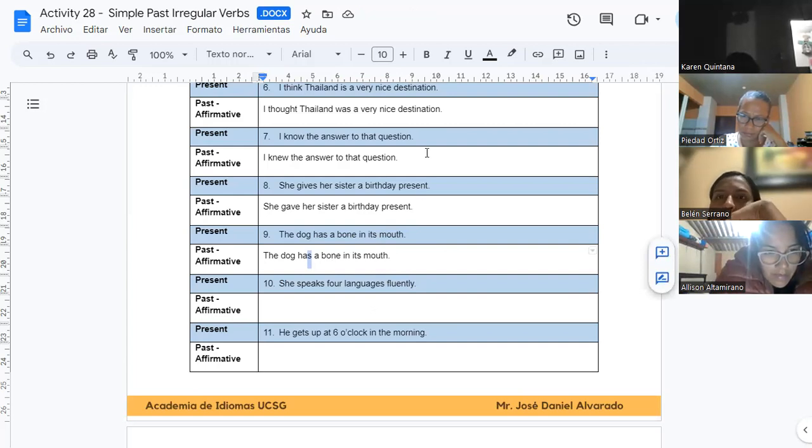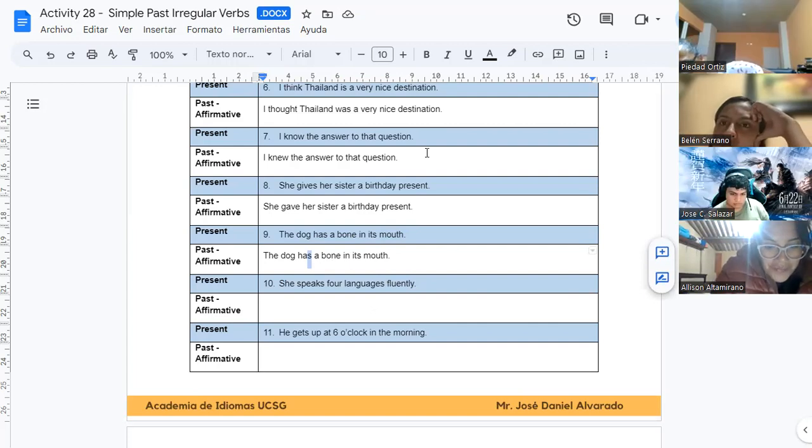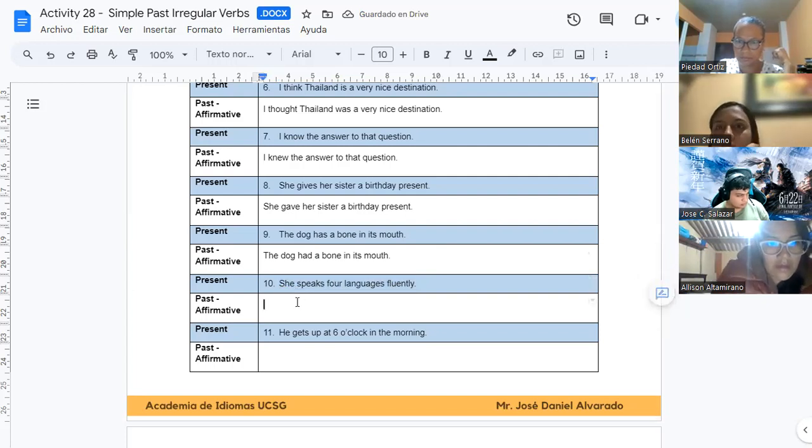She gave her sister a birthday present. Yeah, number 9. ¿Cuál? 9. Yeah. She spoke 4 languages fluently. Okay, it was the one above, but never mind. Okay, she spoke 4 languages fluently. Spoke is the simple past of speak.